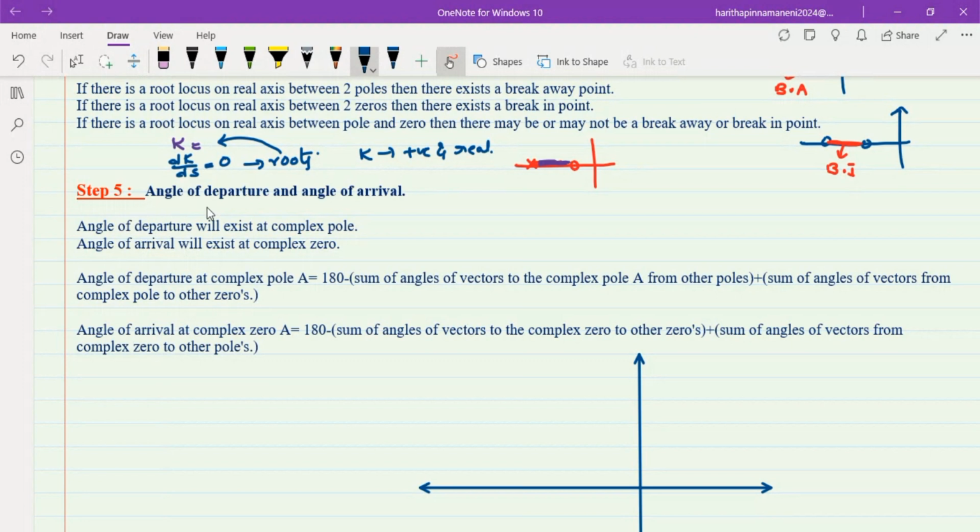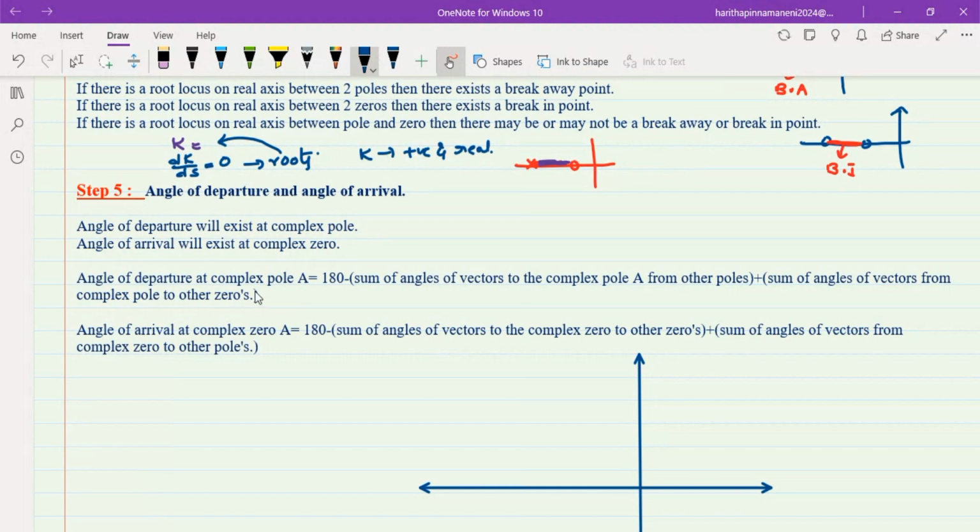Next step, angle of departure and angle of arrival. Determining the angle of departure and angle of arrival. See, when the angle of departure will exist is, if there is a complex pole, then only this angle of departure will exist. And when there is a complex 0, then angle of arrival will exist. If there are no complex poles and zeros, there is no need to find out the angle of departure and arrival, because they won't exist. Whenever only the complex poles or complex zeros exist in the given transfer function, then only this angle of departure or angle of arrival will exist.